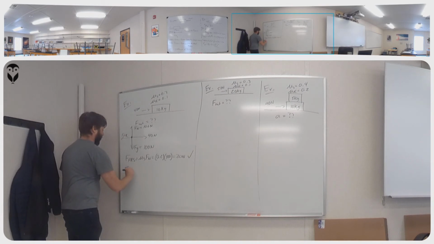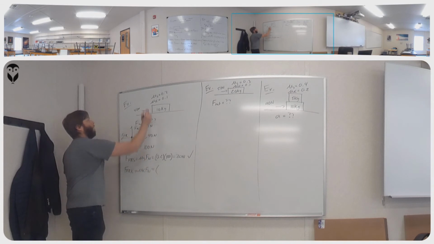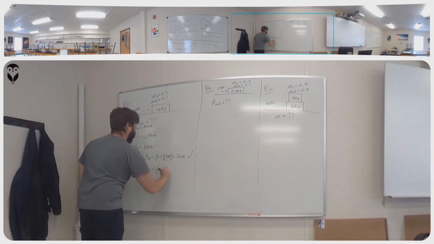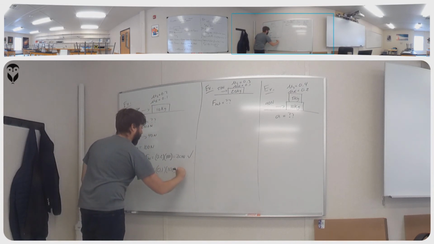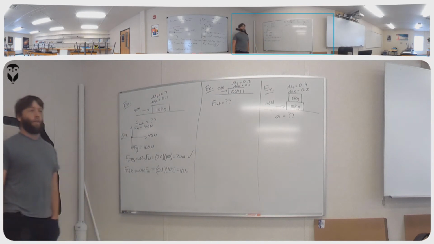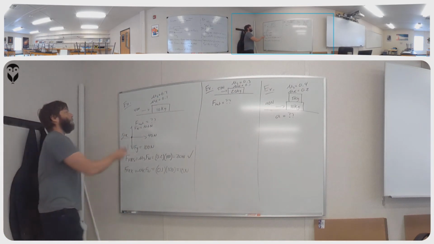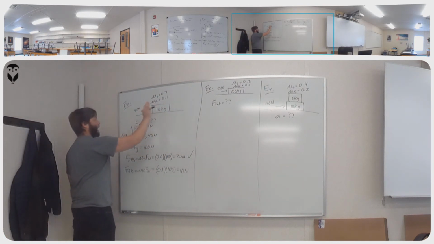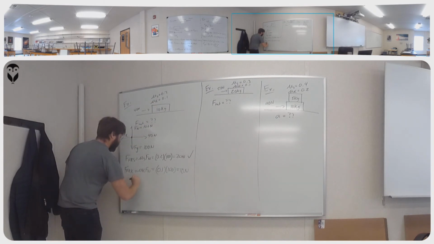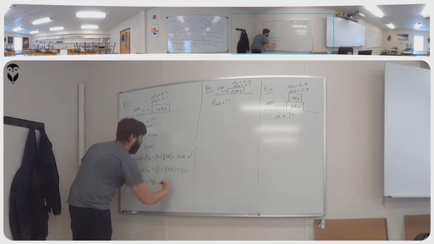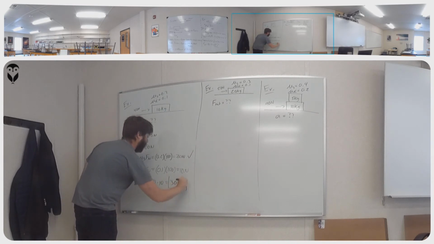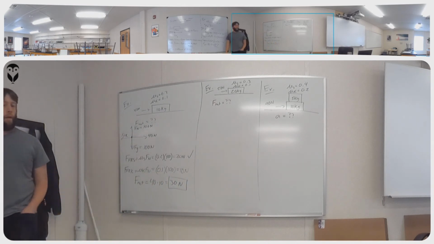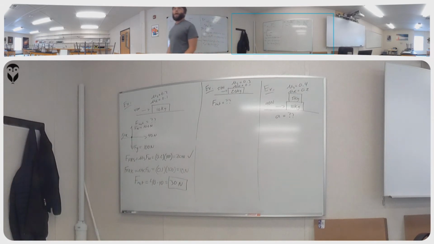Force of friction kinetic is equal to mu k times the normal force. Our mu k is 0.1 times 100. We get a kinetic friction of 10 newtons. So I'm applying 40 newtons, and I've got 10 newtons of kinetic friction. So the net force is equal to 40 minus 10, which is equal to 30 newtons. Okay? Nice and straightforward, not too difficult.